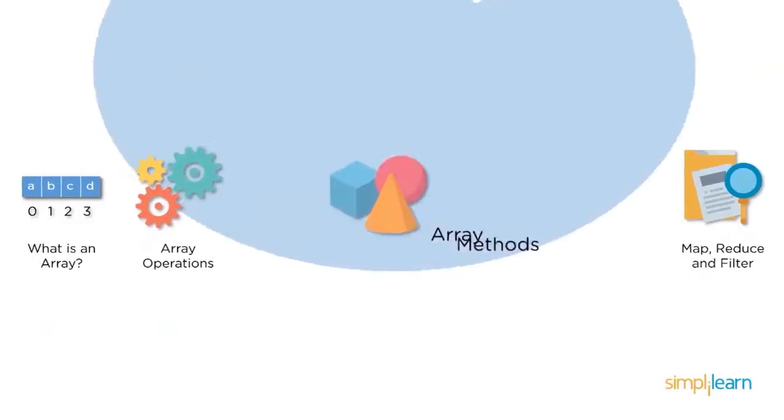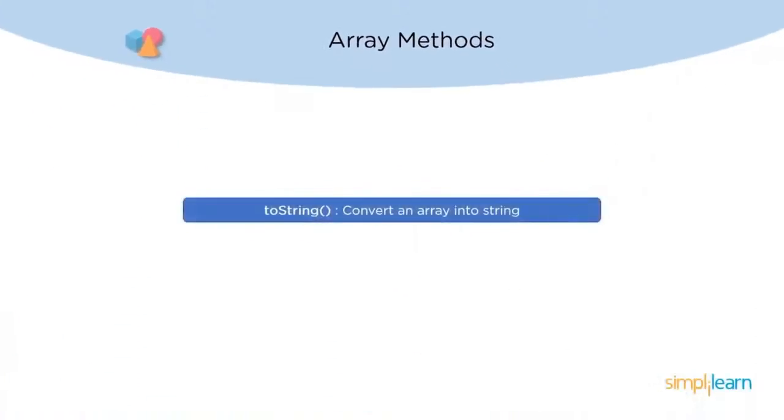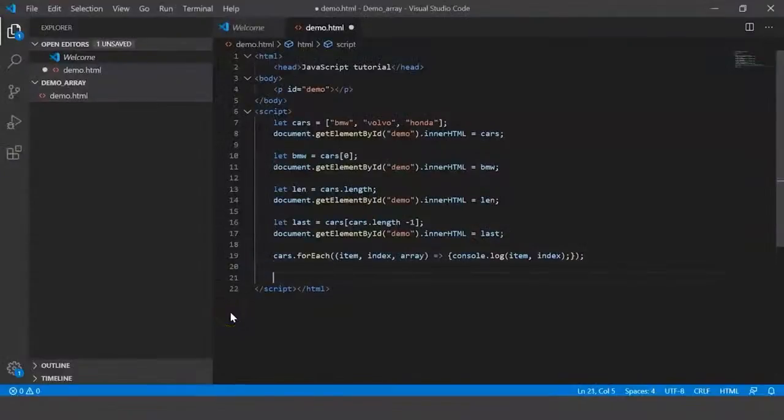Alright, so moving on, now that we've learned about the array operations, let's go ahead and learn about the array methods. So the first method is toString. Now as the name suggests, it is used to convert an array into a string. Alright, so let's go back to our VS Code. And now let's copy the same code here.